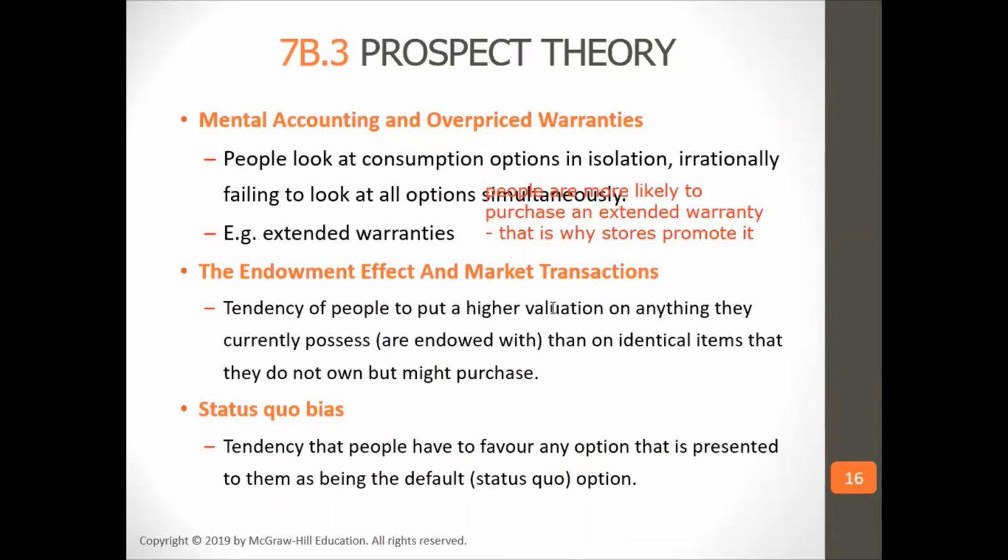Then the endowment effect of market transactions. People have a higher valuation of anything they currently possess than identical items that they do not own but might purchase. And then status quo bias, the tendency that people have to favor any option that's presented to them as being the default or status quo option. So they like purchasing the default options.